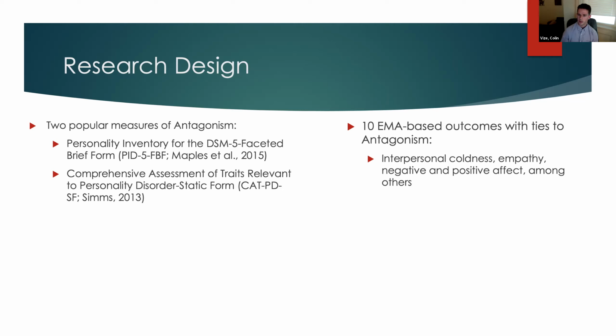In terms of the EMA-based outcomes, we had a variety that we thought had conceptual ties to antagonism, so things like interpersonal coldness, empathy, negative and positive affect, among some others. And in terms of how we examined those outcomes, these were just aggregated outcomes. So we looked at average levels of negative affect, for example, reported over the course of the EMA protocol. So pretty straightforward in terms of the analysis plan.